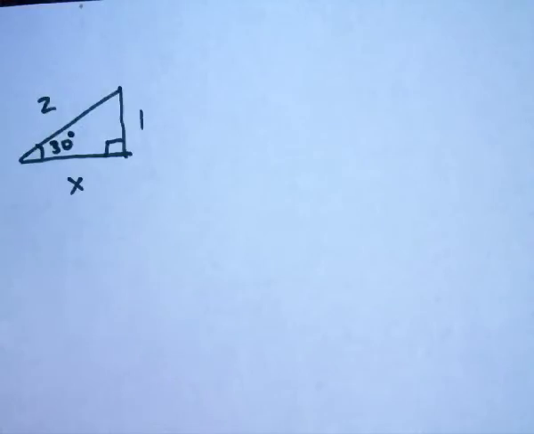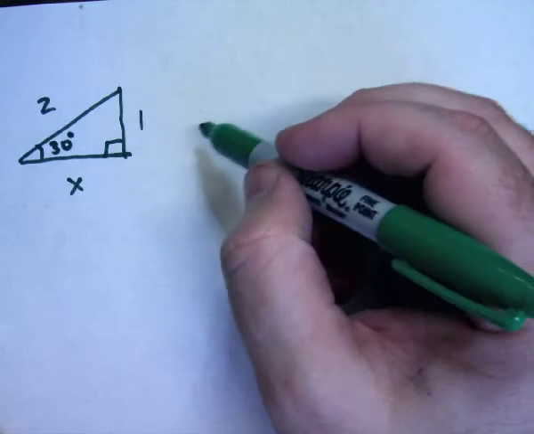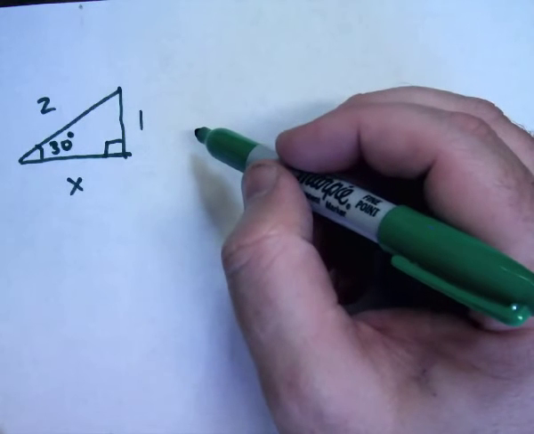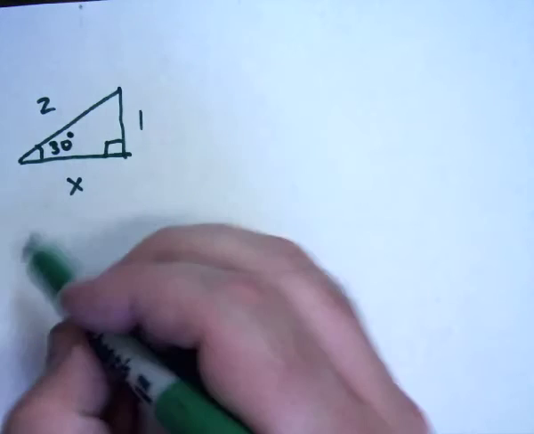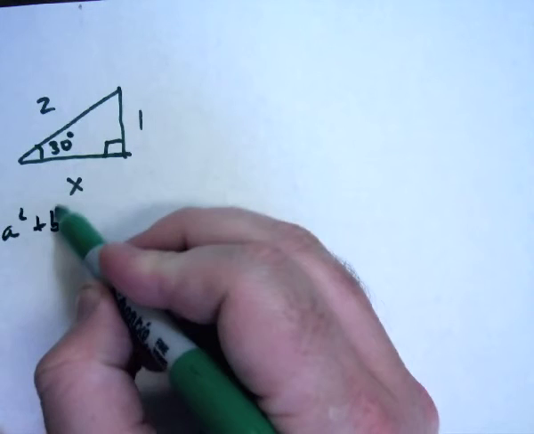Welcome to Monday's homework. We're going to start off with this triangle, and the instructions are to solve for x. You can do this one of two ways. One way would be the harder way. I would say just use the Pythagorean theorem, which of course is a squared plus b squared equals c squared.